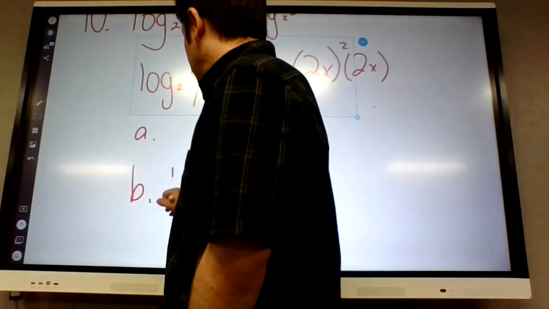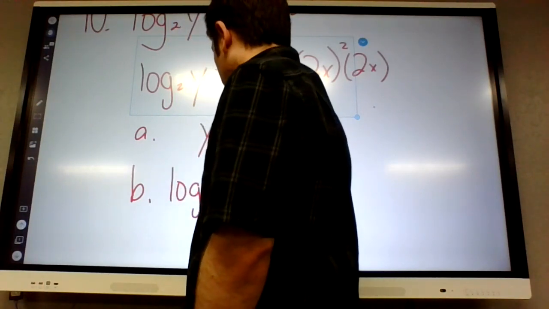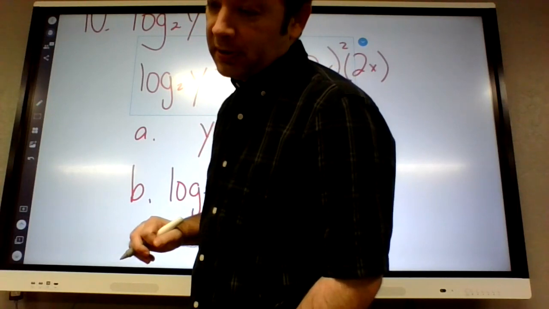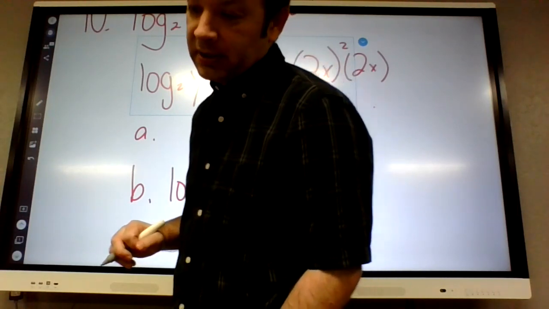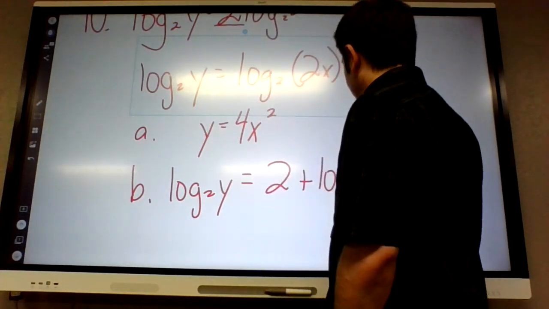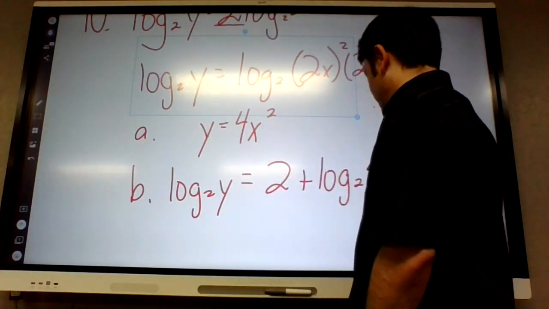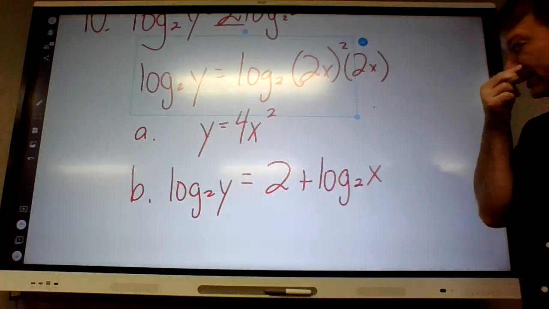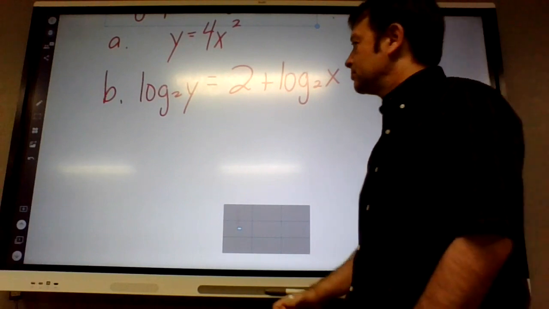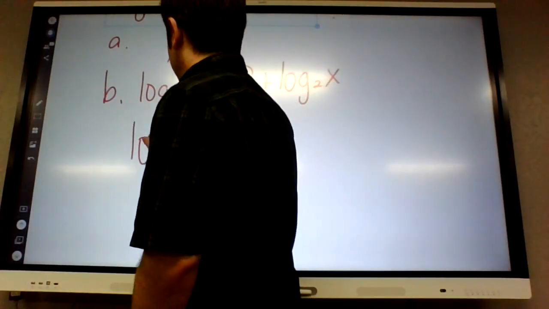I think that was Eddie. Yeah. Log base 2 of y equals log base 2... What? Oh, 2 plus. I don't think we did one of these. Will I put it on the test? Maybe. I'll think about it.